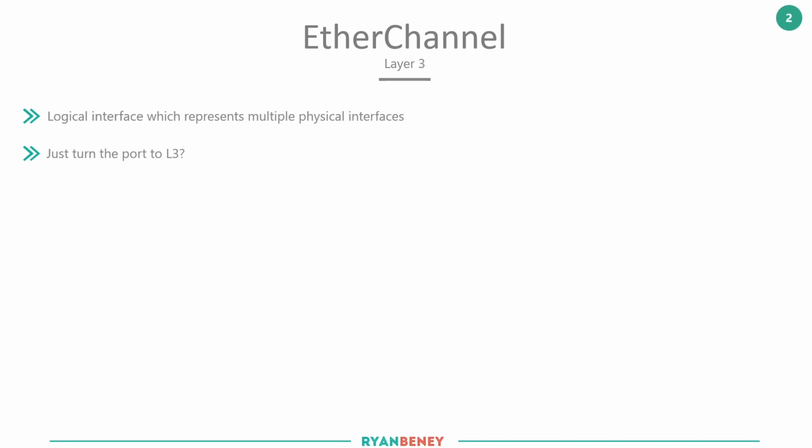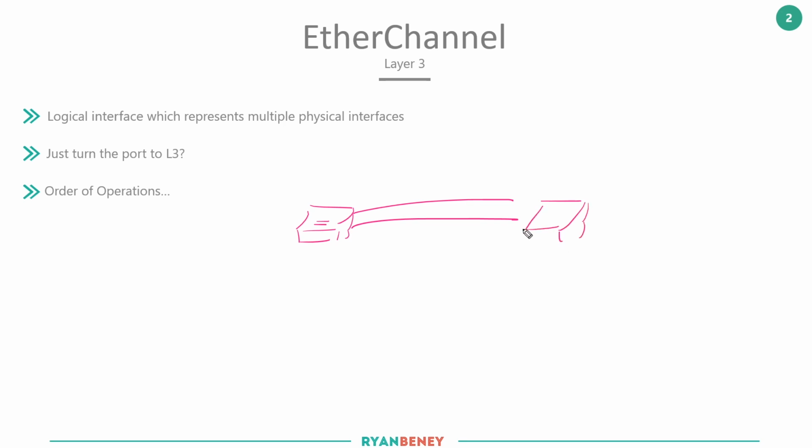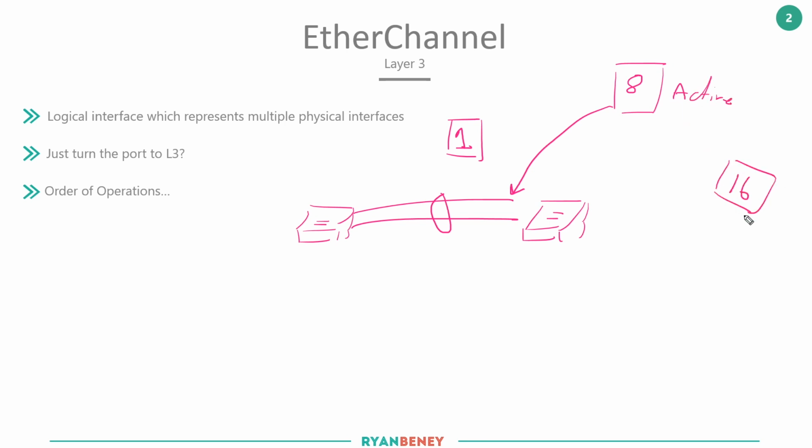Now, one thing we have to be really careful of here is the order of operations. And what I mean by that is, if we build an Etherchannel, let's go back to what we learned in the first video. We know an Etherchannel is 2 physical ports, and those 2 physical ports are bundled to represent 1 logical port. And of course, as I said previously, this could be up to 8 physical links being active, and we could actually have 16 ready to participate in an Etherchannel. So there's a lot that could be done here.